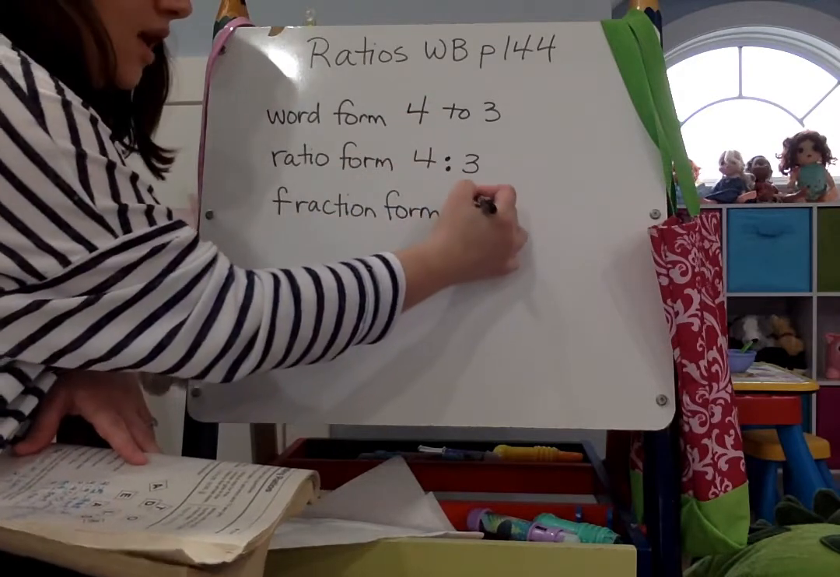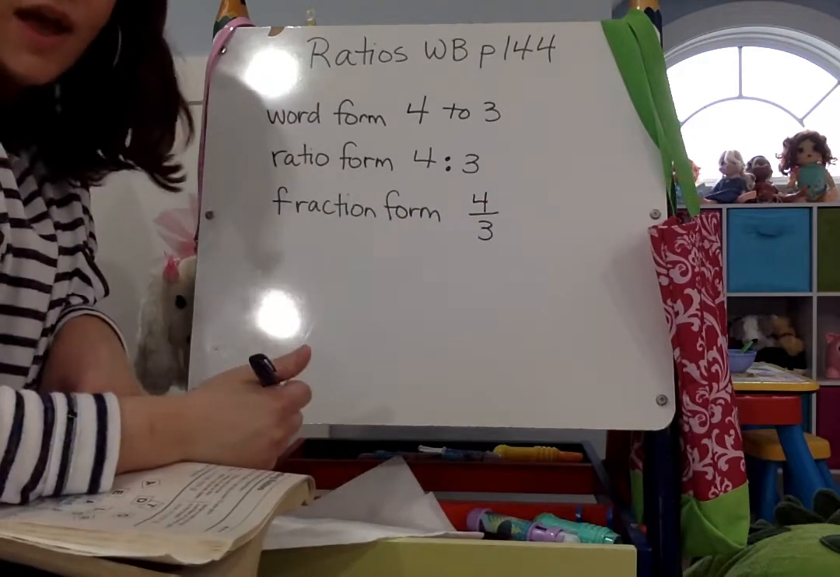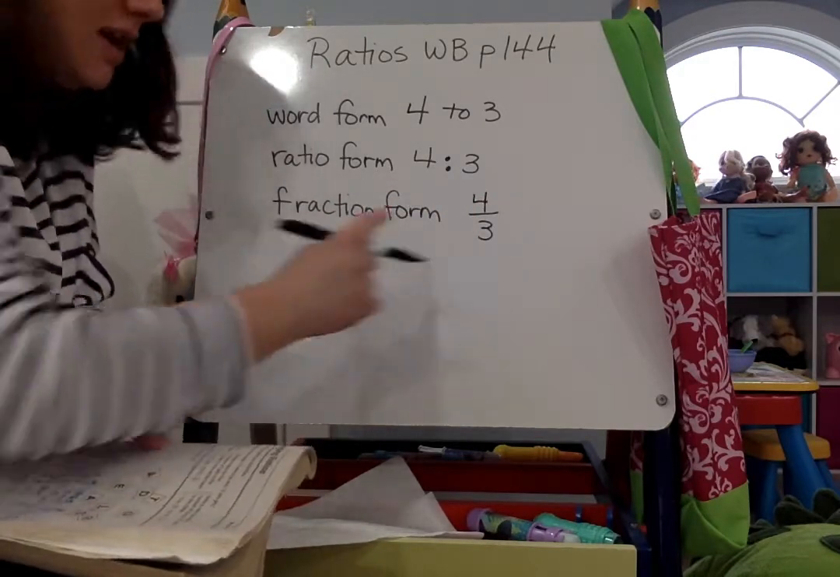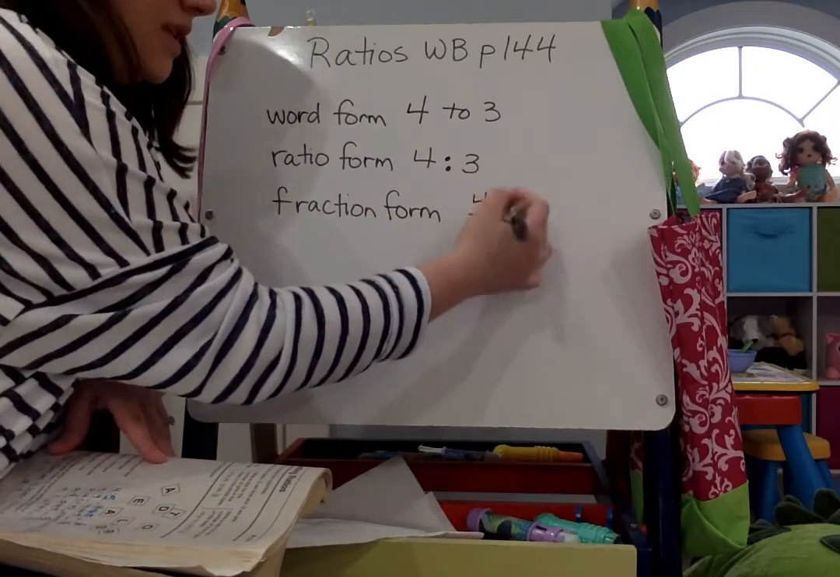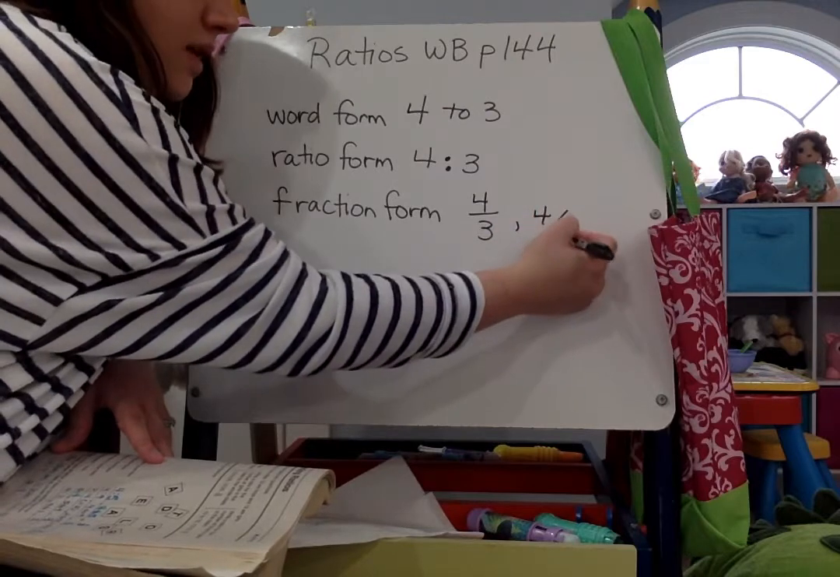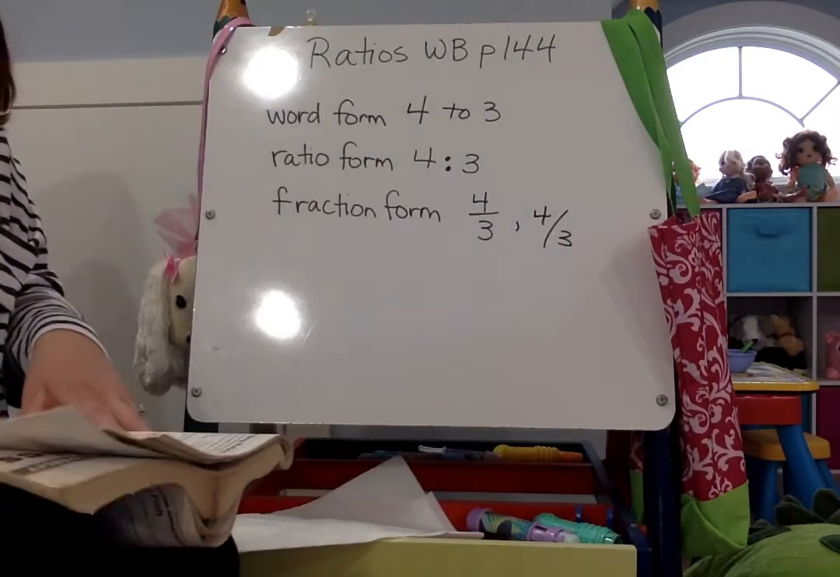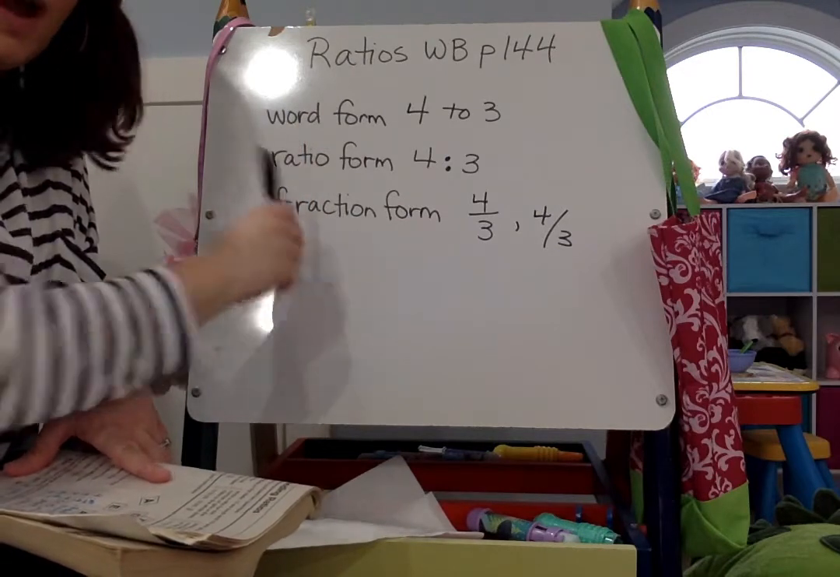So we could say we have 4 dogs to 3 cats. Now that's an improper fraction, but that's okay. That's the true ratio if we're saying the number of dogs to cats. We said being improper is okay. And you can also see fractions written kind of with the slanted line there. So you may see it either way. So word form, ratio form, and fraction form.